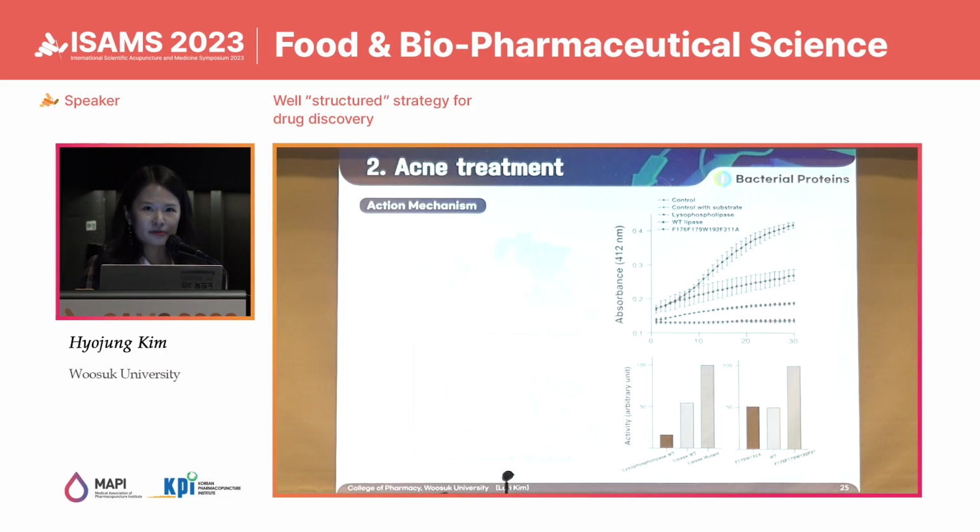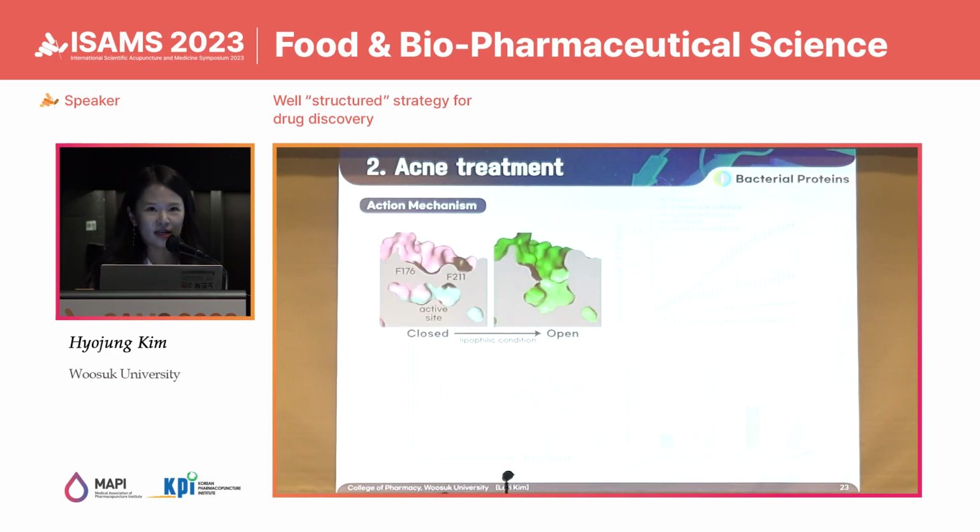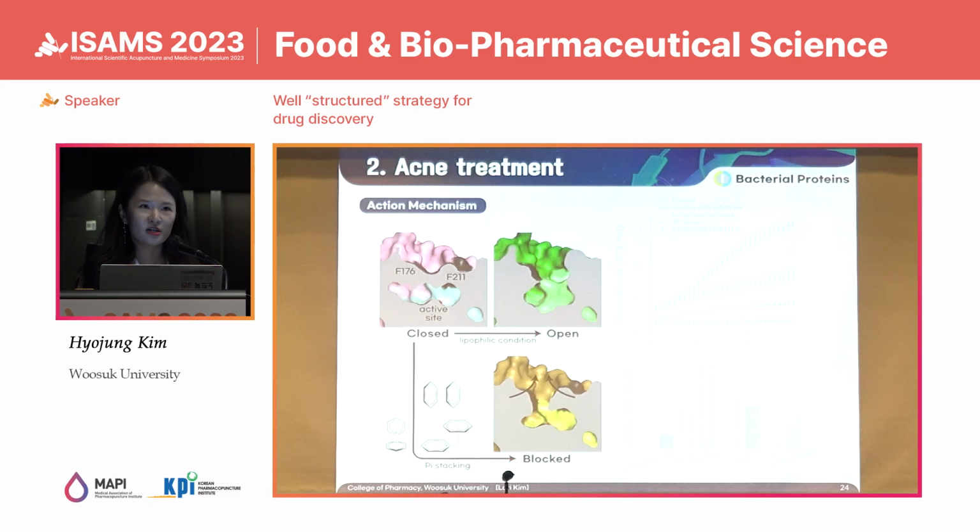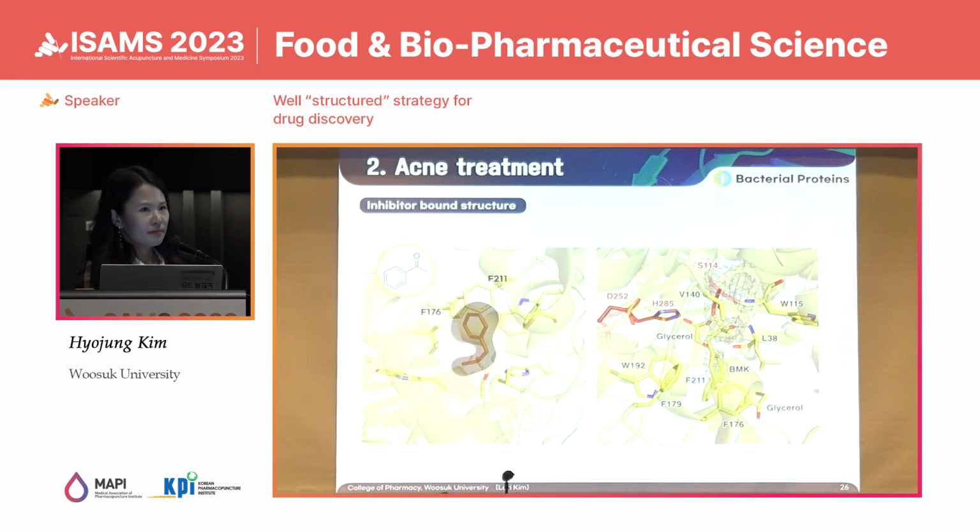If I deliberately remove the gate, I can see the lipase function is elevated. So my target is to close the gate forever so that this lipase cannot work as a lipase. Since the gate is composed of two phenylalanine residues, I came up with the idea to introduce another aromatic ring to cause a pi-pi interaction, so that the two phenylalanine residues will not move because they were trapped with the chemical reaction. And my idea worked.